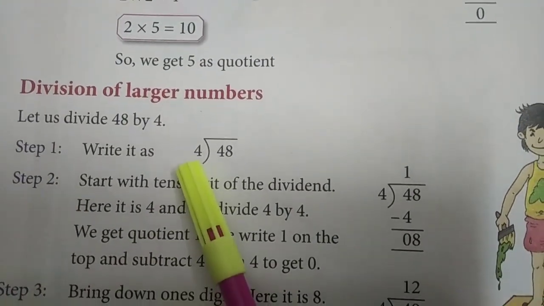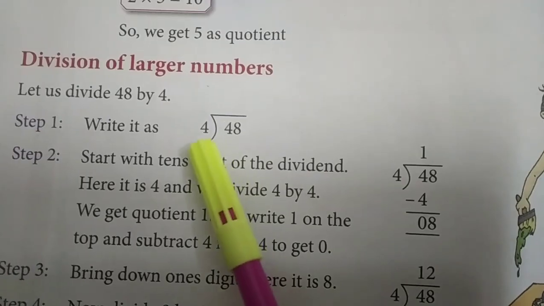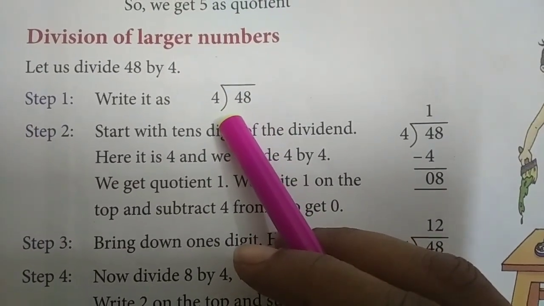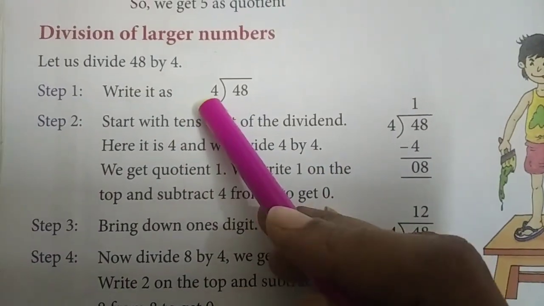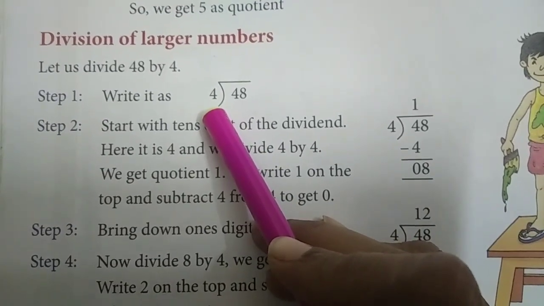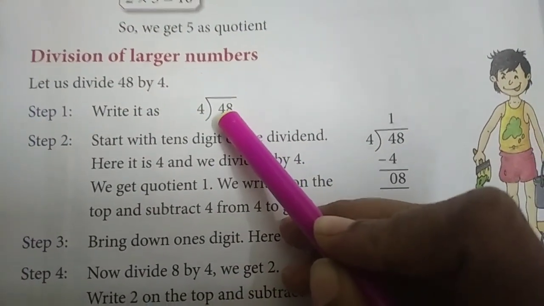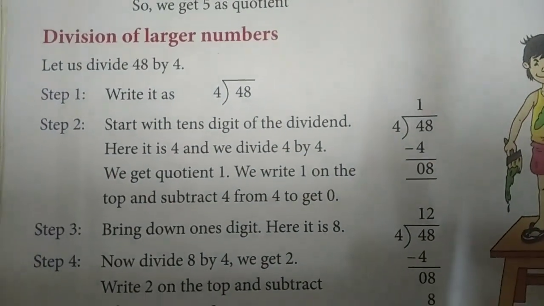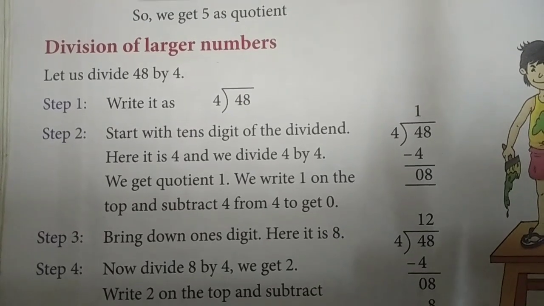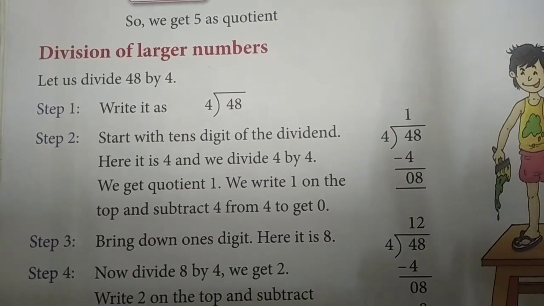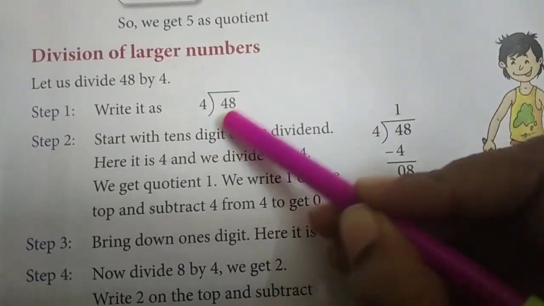So for example, here you can see 48 divided by 4. So read the 4 table. Is 48 there in the 4 table? Can you tell me? No, right? Till 40 only we have. Because 48 we don't have in the 4 table, what we have to do? This is called division of large numbers, because 48 is not there in the 4 table.